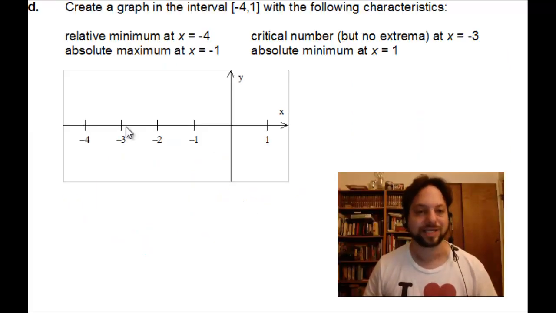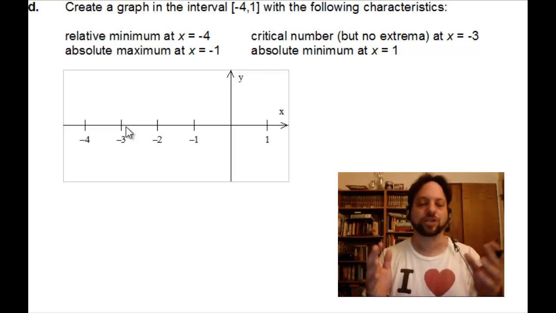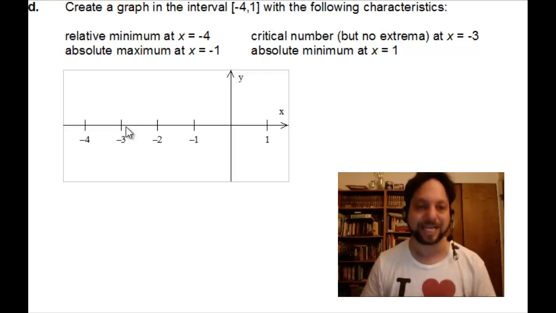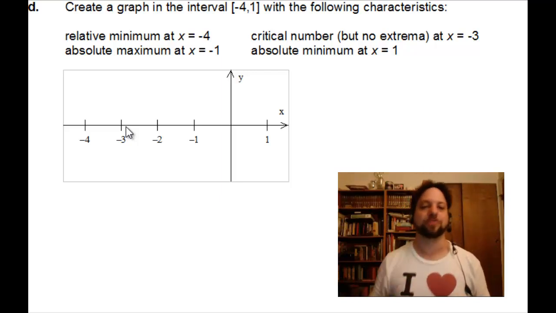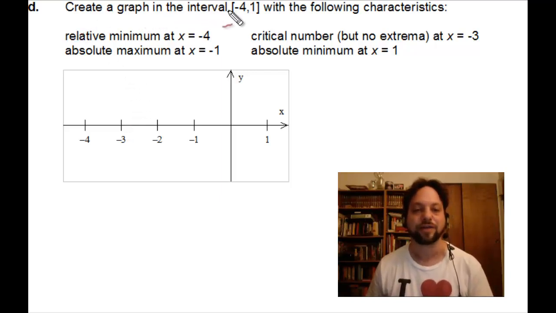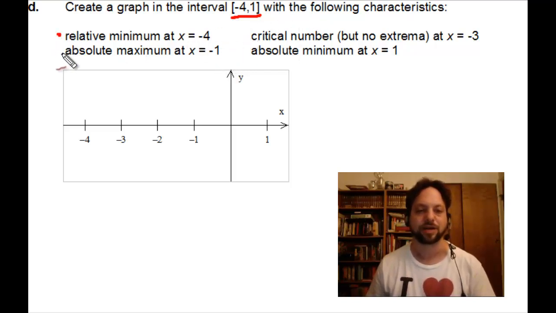So why do I like example D so much? It's simply because everybody watching this video could get a different answer and all of us could be right, and that's beautiful. So what we need to do here is create a graph in this closed interval from -4 to 1 that has these 4 characteristics that I'm not going to read through because you can read through them yourself.